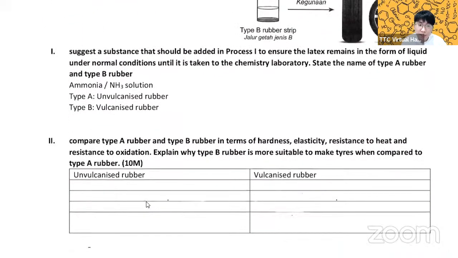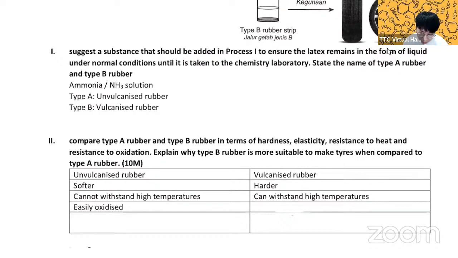So compare A and B in terms of hardness and elasticity. Who is harder? Obviously vulcanized rubber. So harder, softer. In elasticity, as I said, elasticity means the tendency for them to return to their original position after you stretch it. So definitely vulcanized is better. So more elastic, less elastic. And everything about vulcanized is better.